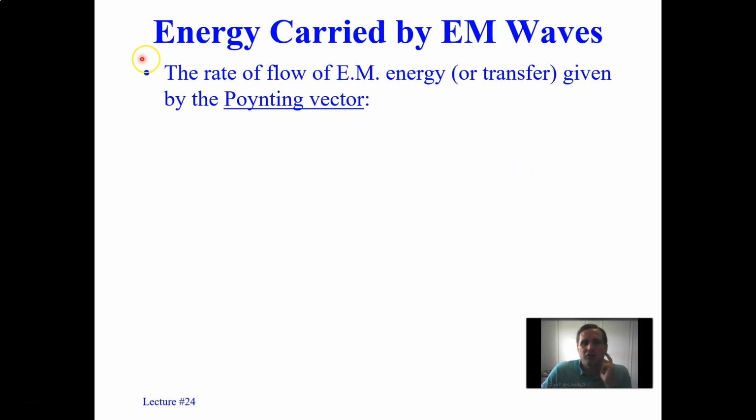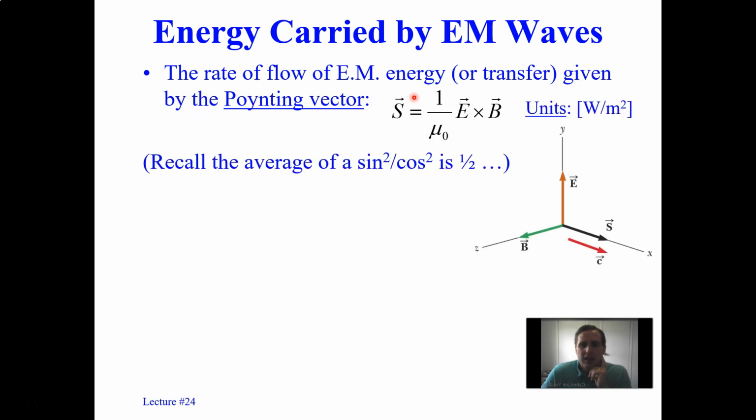Let's first discuss the energy carried by electromagnetic waves. The rate of flow of electromagnetic energy, or transfer, is given by the so-called Poynting vector. Now, the Poynting vector is a lot like the speed of light vector in that it points in the same direction. But notice that we're going to divide by mu naught, and we'll get the units of watts per meter squared. So notice that that's going to be units of power per area. And again, that's the notion of flux or intensity, because again, it's power per area.